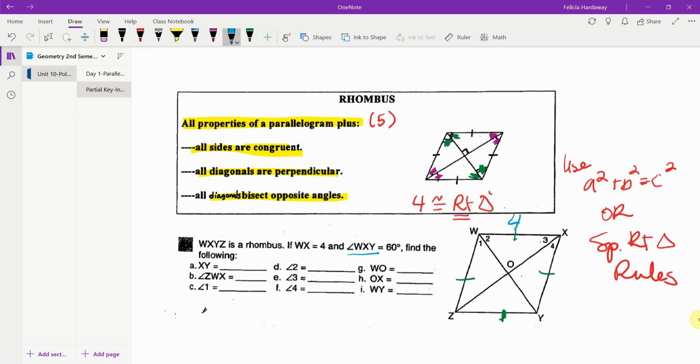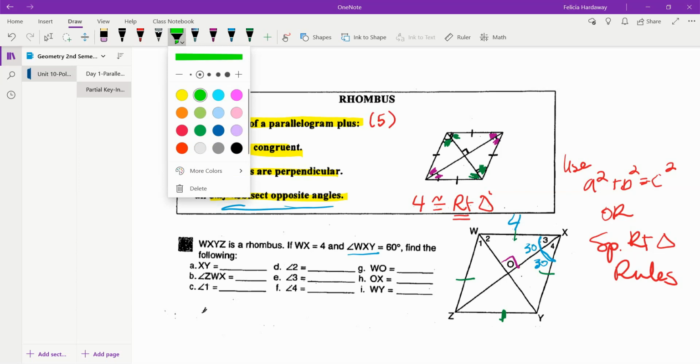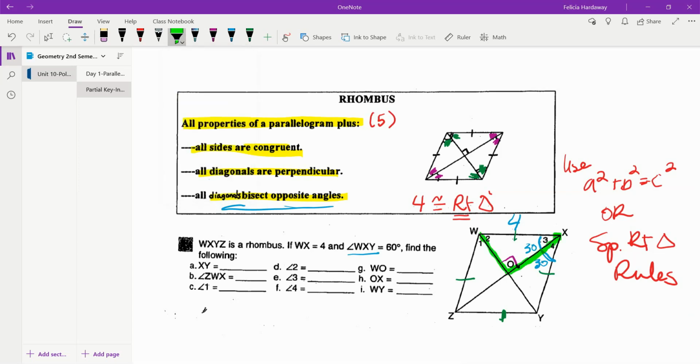This whole angle here is 60, but remember the diagonals bisect opposite angles, so that means each one is going to be 30 and 30. And with the diagonals being perpendicular, that's a right angle right there. If this is 30 and I focus on just one triangle here, then the other angle is also acute and it would have to be 60. So each one of these triangles is a 30-60-90 triangle.